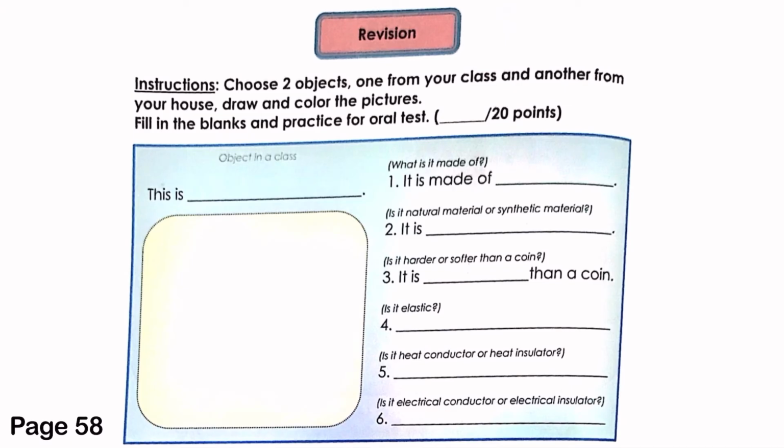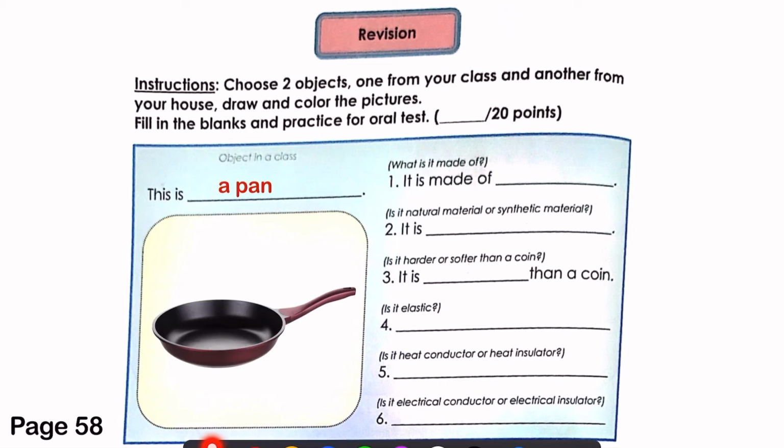Okay, so I have some activity for you to do. This is the example. If you read the instruction, they want you to choose two objects, one from your class and another from your house. Let's see. For example, I will choose a pen. Then you write down what this object is. I fill in the blank here. This is a pen. And you need to answer the questions here.